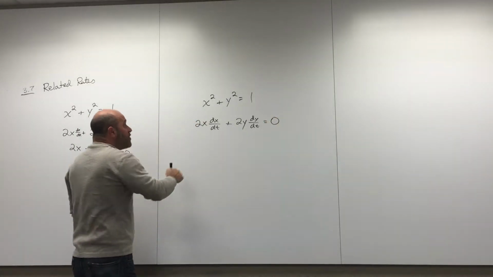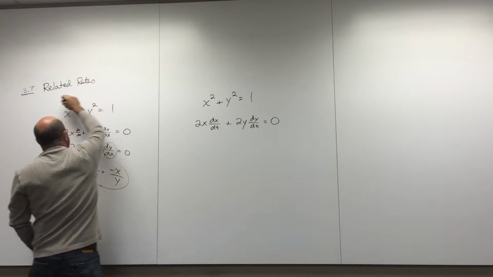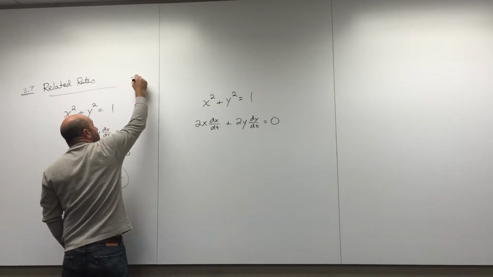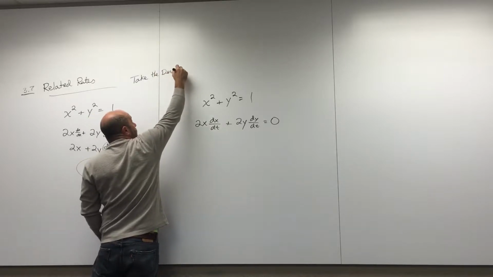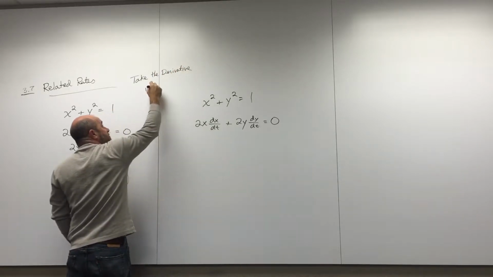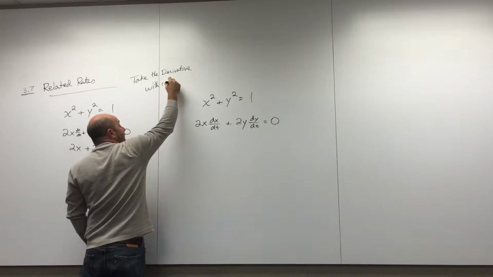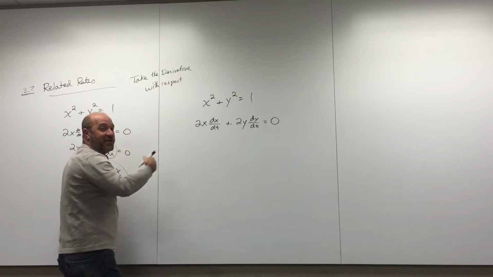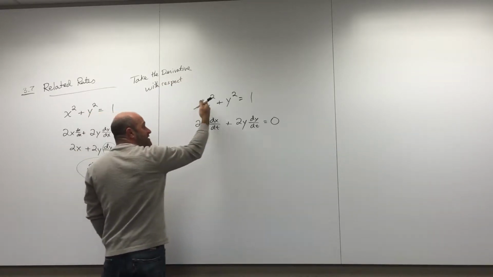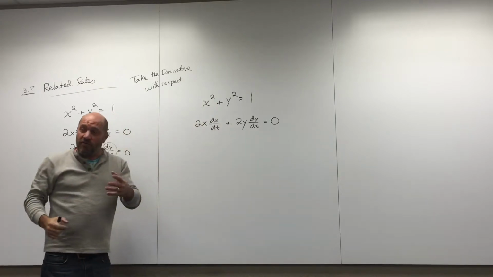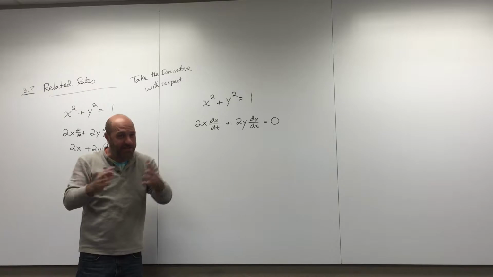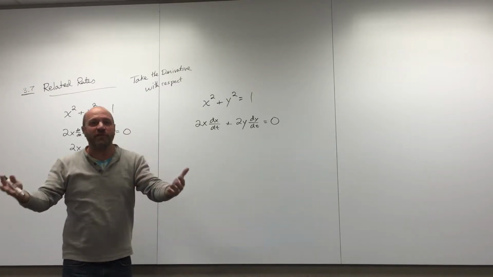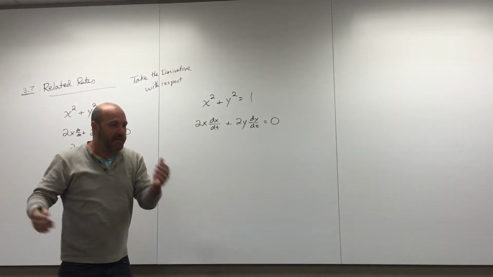So this is a brand new idea. In related rates, I want to tell you what I'm doing. I am taking the derivative with respect to t. And what's funny is there's no t anywhere in the equation. We have x's and y's, we have volume and height, we have area and radius, we have all kinds of situations, and we take the derivative with respect to t.